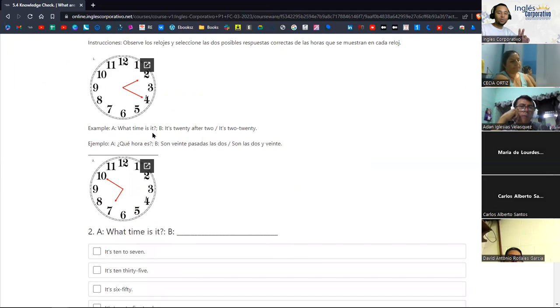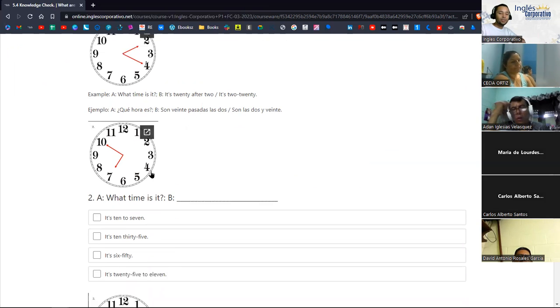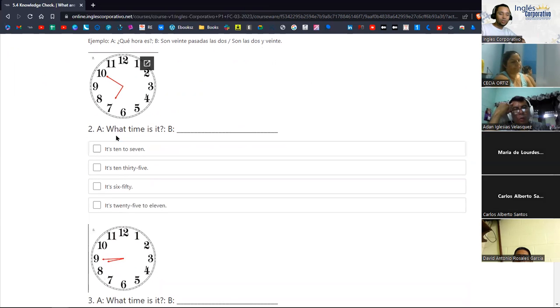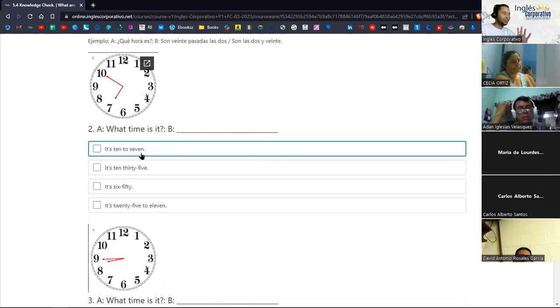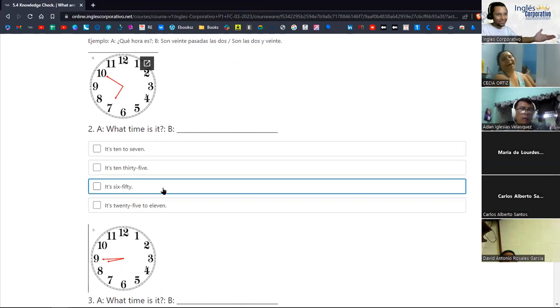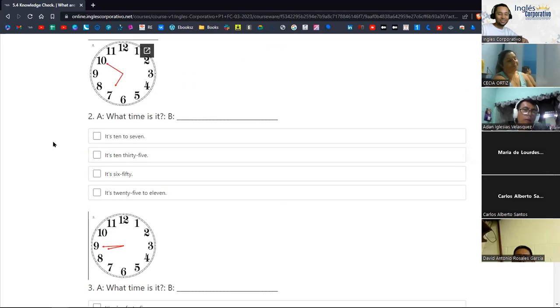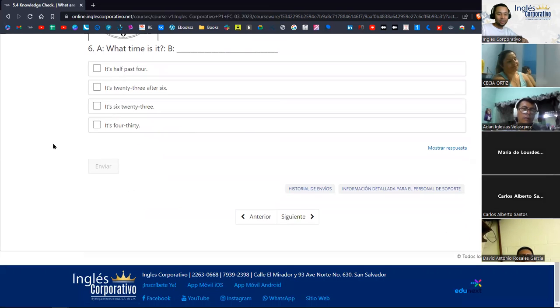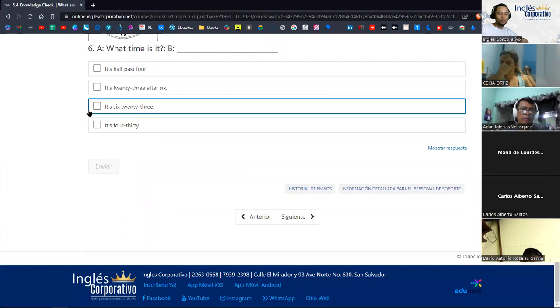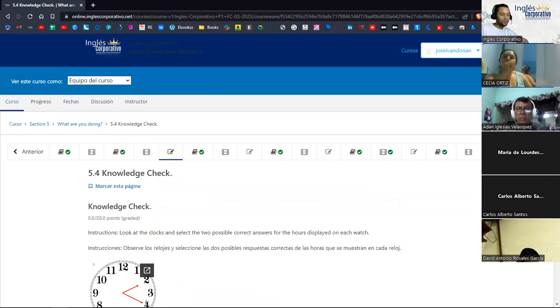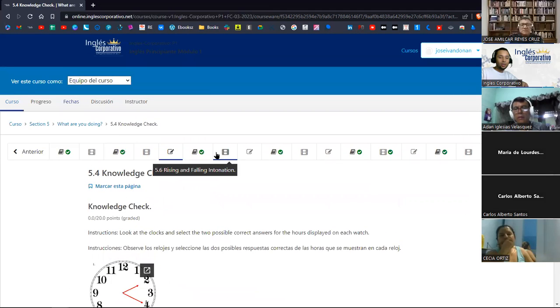Y aquí está el ejemplo. What time is it? It's 20 after 2 or it's 2:20. ¿Qué hora es? Son 20 pasadas las 2, son las 2:20, ¿verdad? Así que tendríamos que decir acá, what time is it? Ya ustedes ya lo vieron, ya hicimos el ejercicio, ¿verdad? No les voy a dar la respuesta, aunque ya está la respuesta, que ya lo vimos en clase ahorita. Ya ahí les queda a ustedes que lo resuelvan. Tienen que elegir dos, ¿verdad? Cada uno. Y luego le dan acá, enviar, cuando ya esté. Okay, it's almost time. Siguiente parte por acá, José Amilcar.